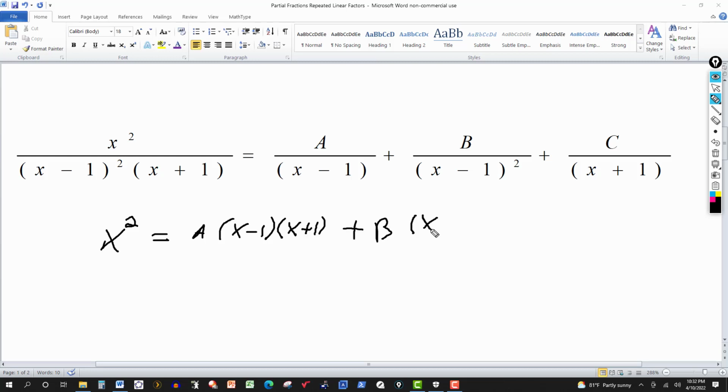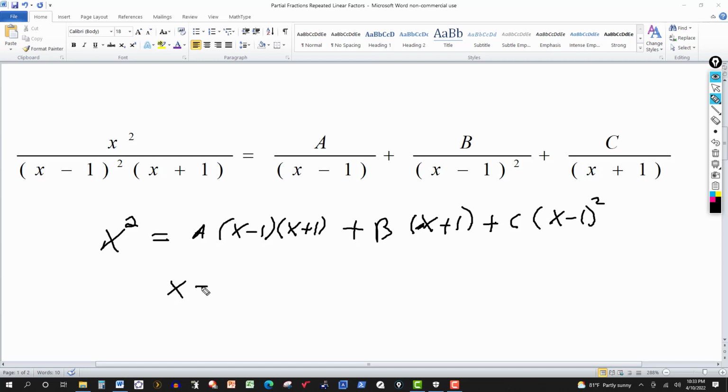Plus b, and again, this factor is going to cancel. It'll give me b times x plus 1. And then multiplying the third expression over here, the x plus 1 cancels. So this gives me c times x minus 1 squared. And so now, notice we can do this and say, okay, just leave it the way it is, and this is supposed to be an identity, so it's supposed to work for any number you pick.